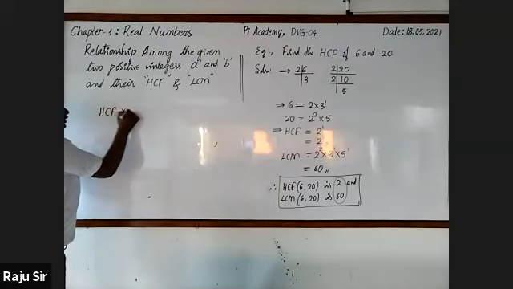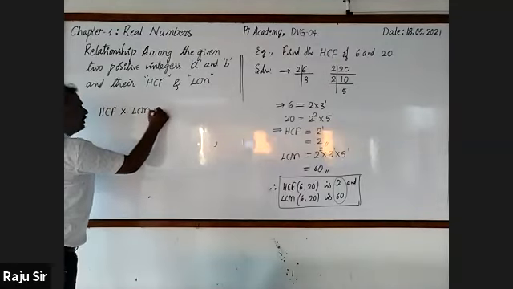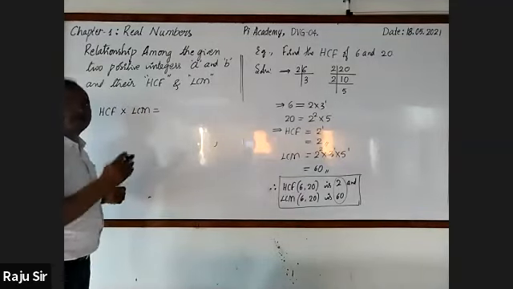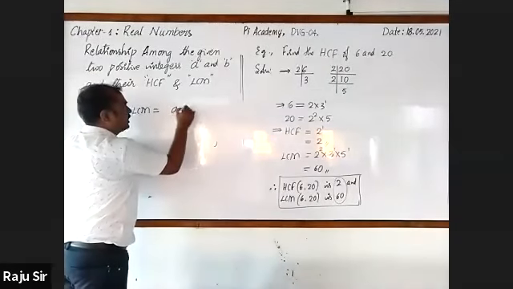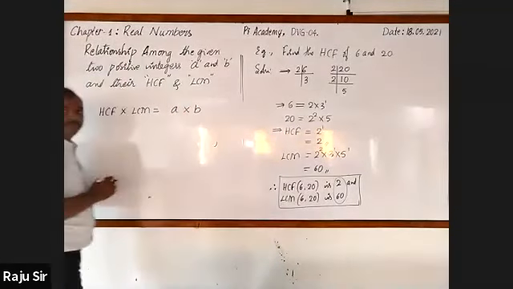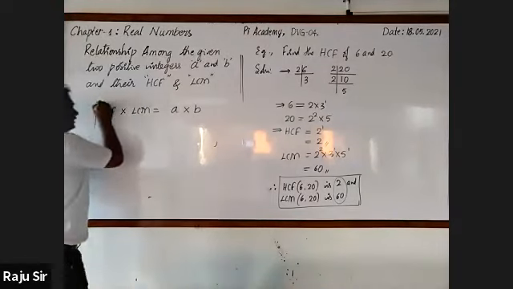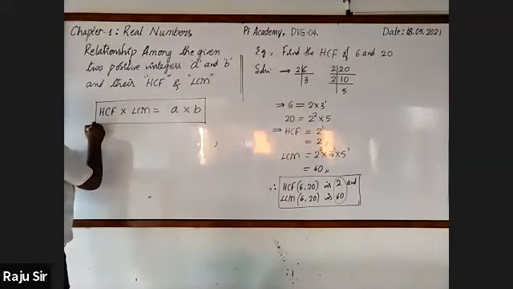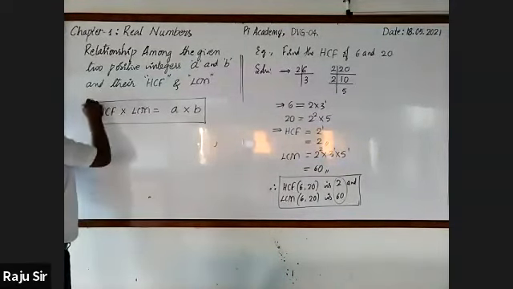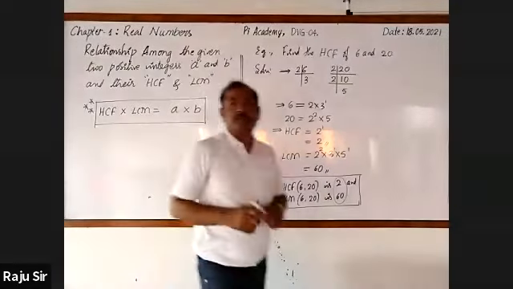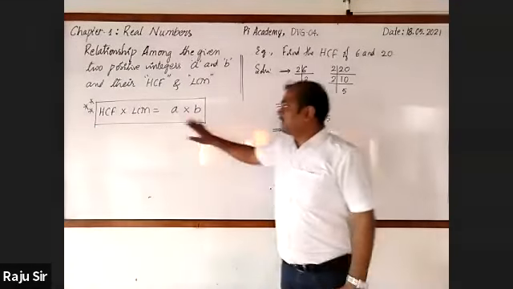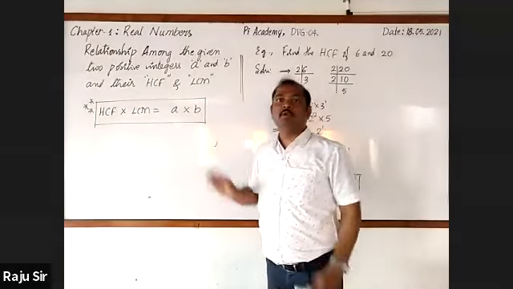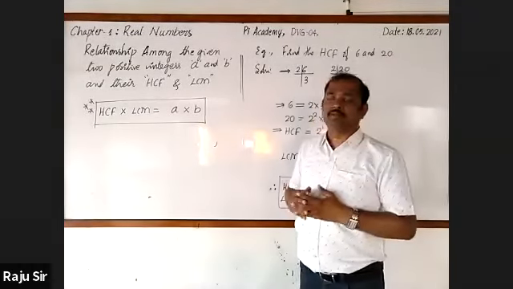HCF into LCM is equal to the product of two numbers, or you may write A into B. Please highlight this with a box and put a 3-star mark for this, because based on this relationship only we will go for solving some number of problems.